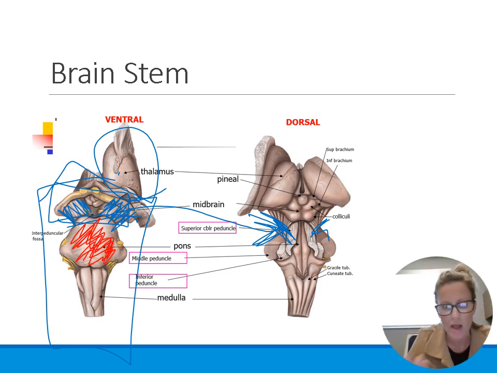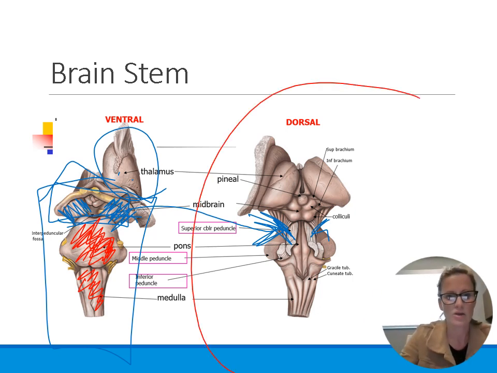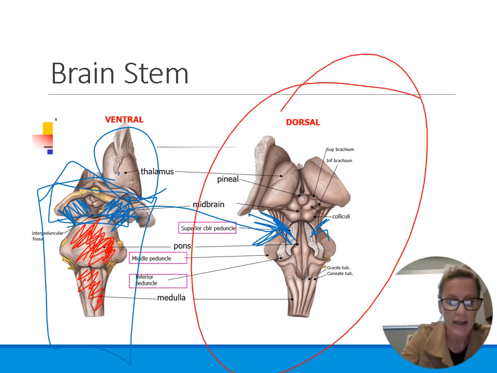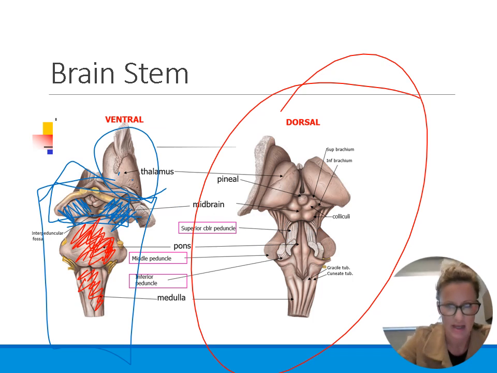On the front of the pons, that's where we have all of the cranial nerves coming in. And then down below that, here you can see the medulla oblongata. Here, the second picture shows us the back of the brainstem, and you can kind of see a little bit more going on there, especially when we talk about the midbrain.